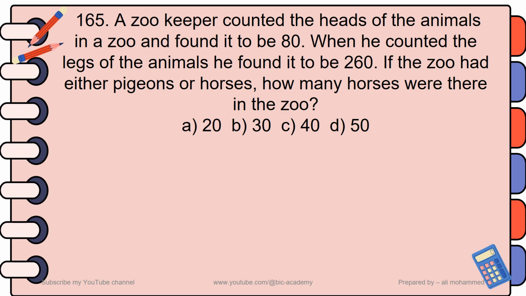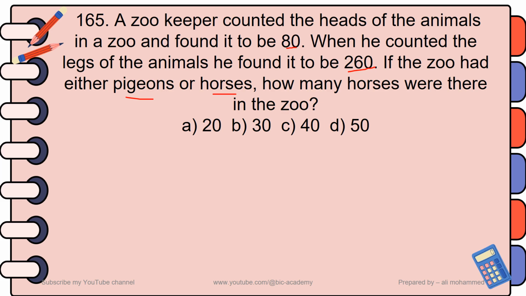Question number 165. A zookeeper counted the heads of animals in a zoo and found it to be 80. When he counted the legs of the animals, he found it to be 260. If the zoo had either pigeons or horses, how many horses were there in the zoo? A 20, B 30, C 40, D 50.